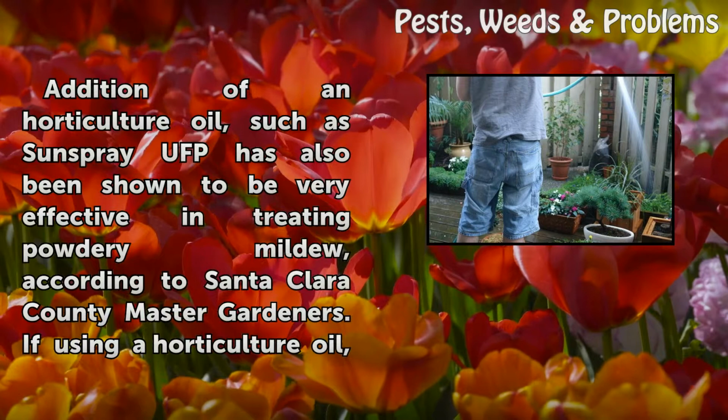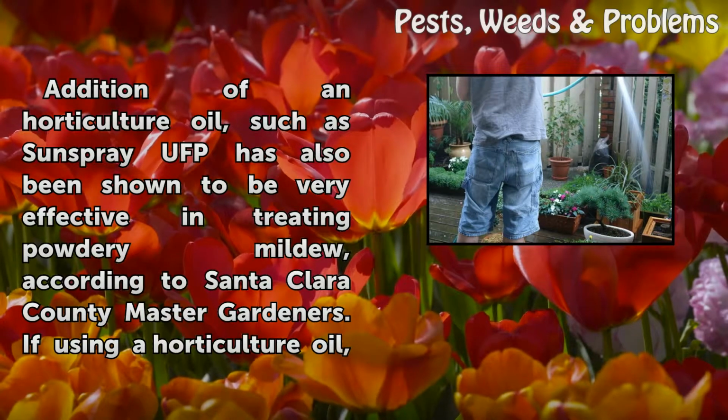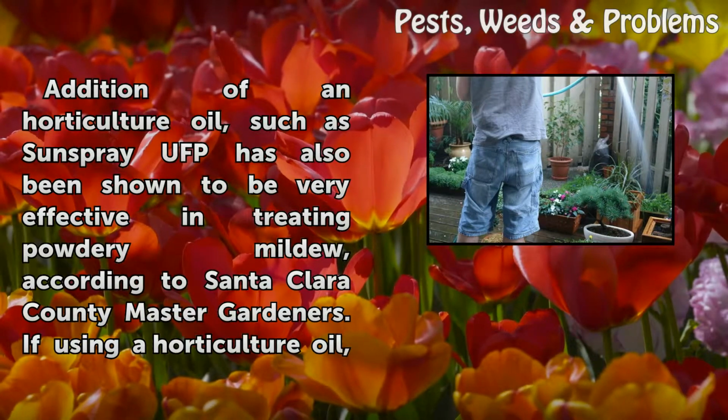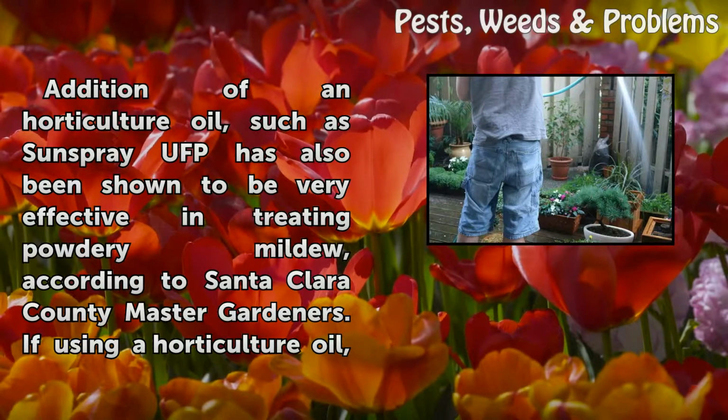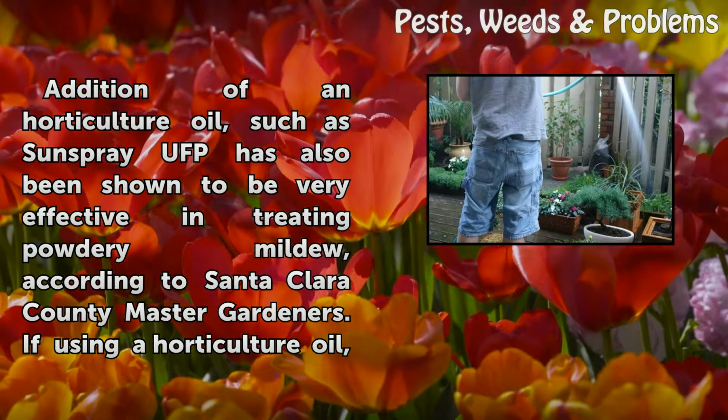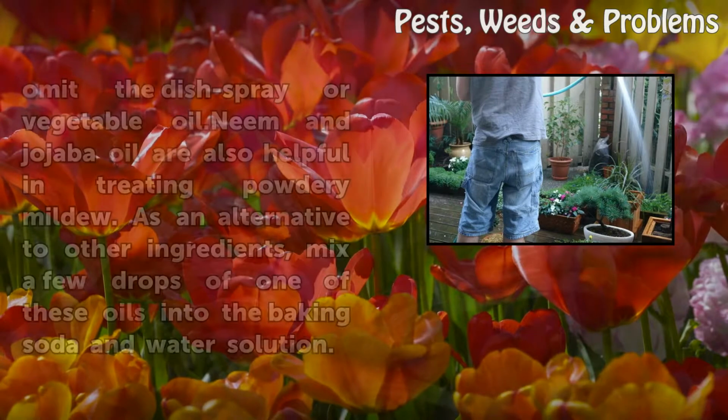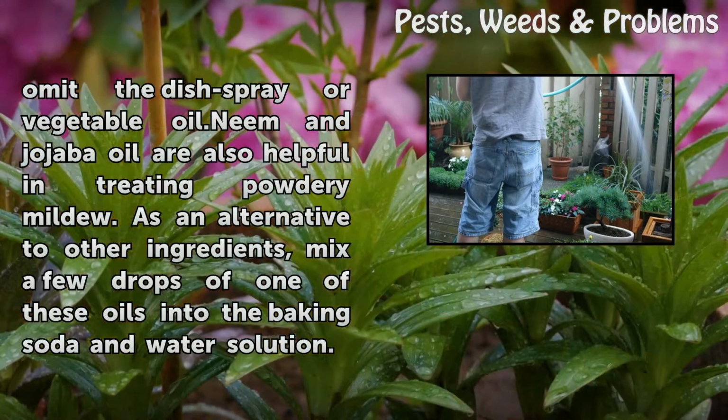Addition of a horticultural oil, such as Sunspray UFP, has also been shown to be very effective in treating powdery mildew, according to Santa Clara County Master Gardeners. If using a horticultural oil, omit the dish soap or vegetable oil. Neem and jojoba oil are also helpful in treating powdery mildew. As an alternative to other ingredients, mix a few drops of one of these oils into the baking soda and water solution.